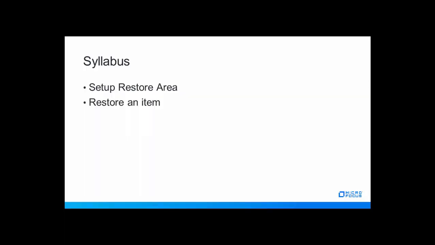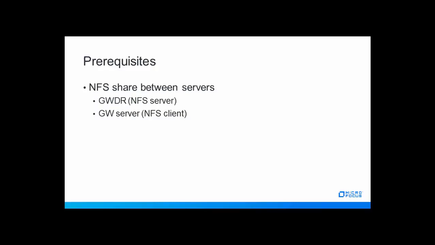Once the backup is complete, we can configure the system for restoring items from GroupWise Disaster Recovery. We'll be using a Linux GroupWise server. A prerequisite is setting up a NFS share between the GroupWise Disaster Recovery server and the GroupWise server.